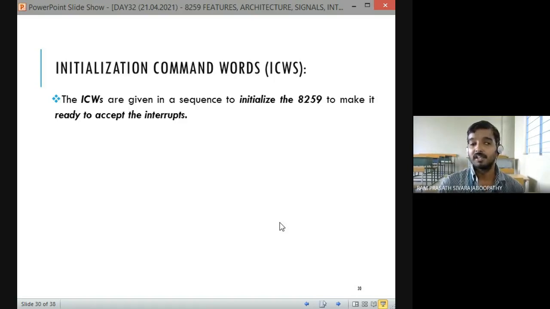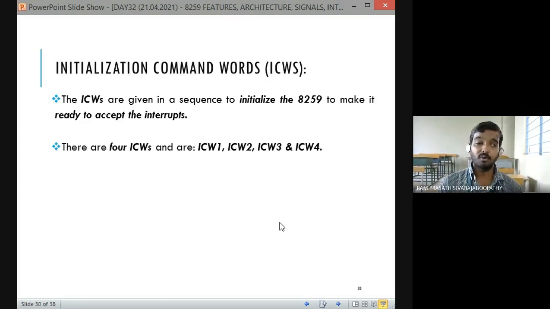Remember well, what does ICWs mean? There are 4 initialization command words that must be given in a sequence. That's very important. Initialization command words cannot be given randomly. If there are 4 command words, all 4 can only be given in a sequence. Only after you have given the initialization command words is your 8259 ready to accept an interrupt. There are 4 ICWs: ICW1, ICW2, ICW3 and ICW4.